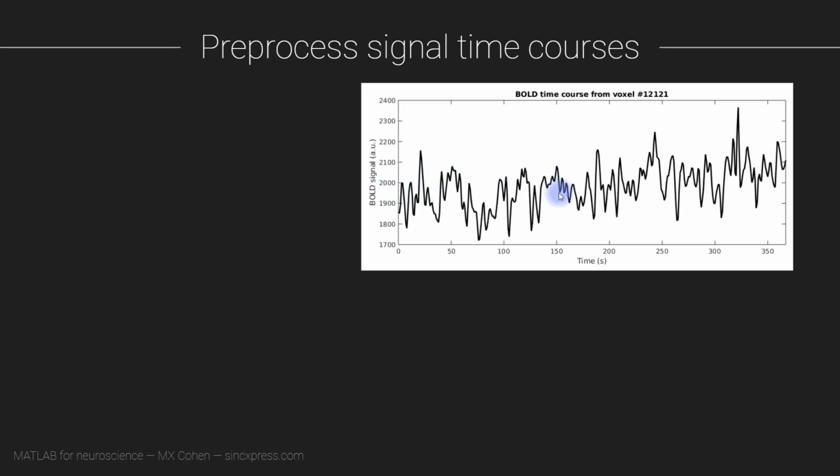Furthermore, you can see in the raw signal that there's this slight drift over time. You see that the signal is gradually going up over time. And so detrending the signal is going to get rid of this slow drift.